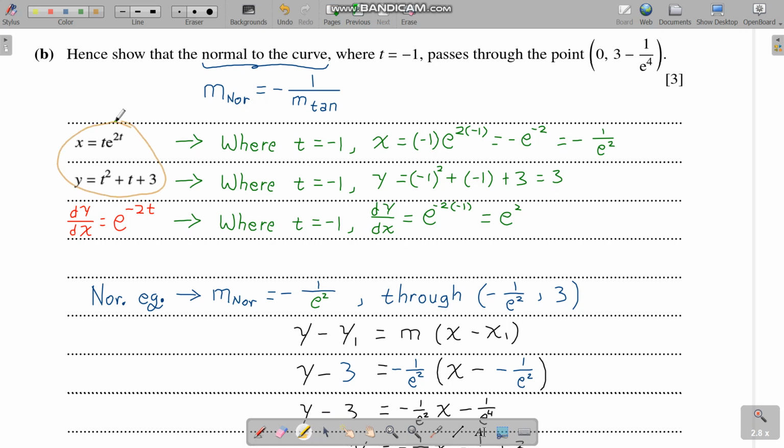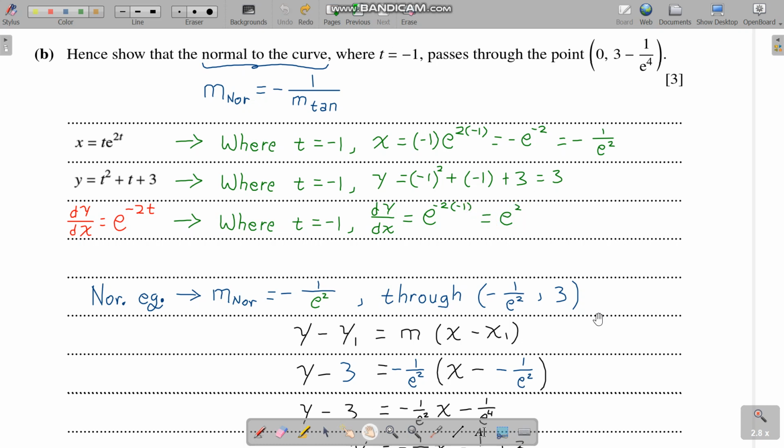From the first part, we have x equals something, y equals something in terms of t. So when t is -1, we can just plug in. We replace the t with -1, and we get minus e to the -2, or -1 over e squared. And for the y, we plug in -1, we get 1 minus 1 plus 3, which is 3. And for the dy/dx, from the previous part, we know this is the dy/dx. We plug in -1, and so we get e squared.